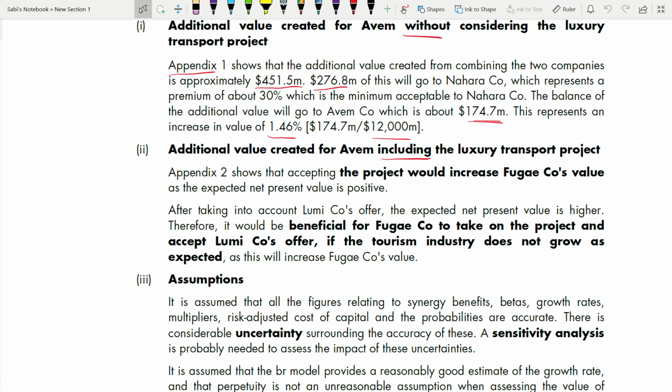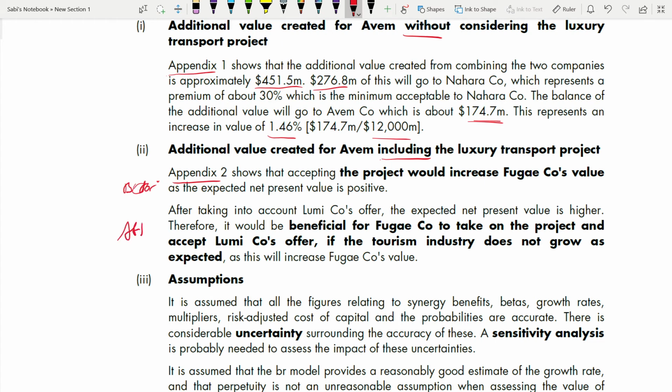Okay, now coming to Appendix 2. The appendix shows that accepting the project would increase Fugai's value, as the expected net present value is positive. Yes, since it is positive, accepting the project will increase their value after taking into account Lumi's offer. This is before Lumi, and after.